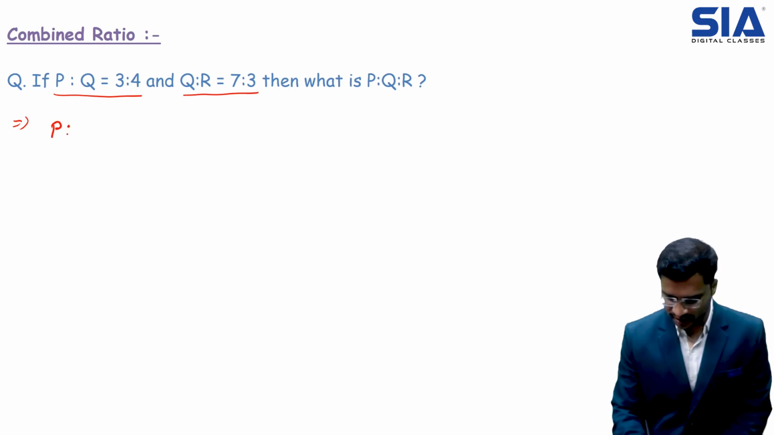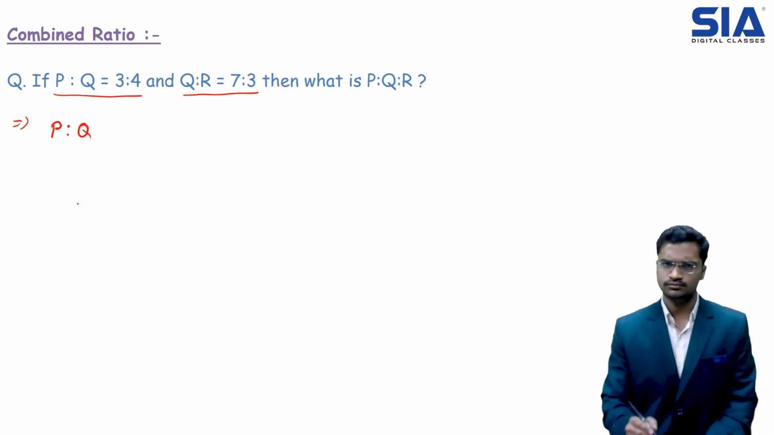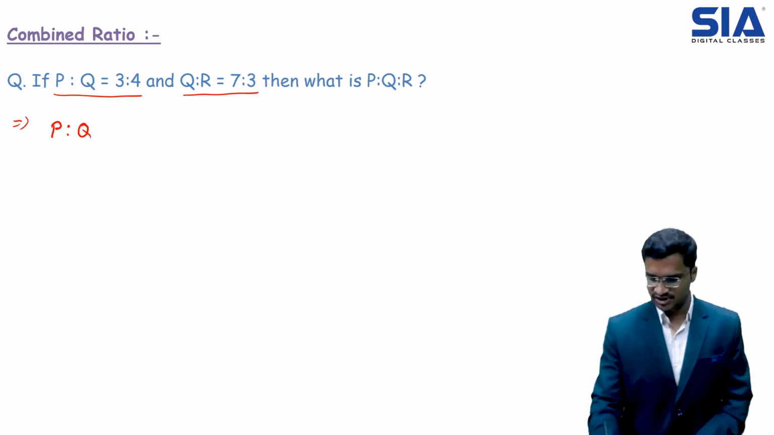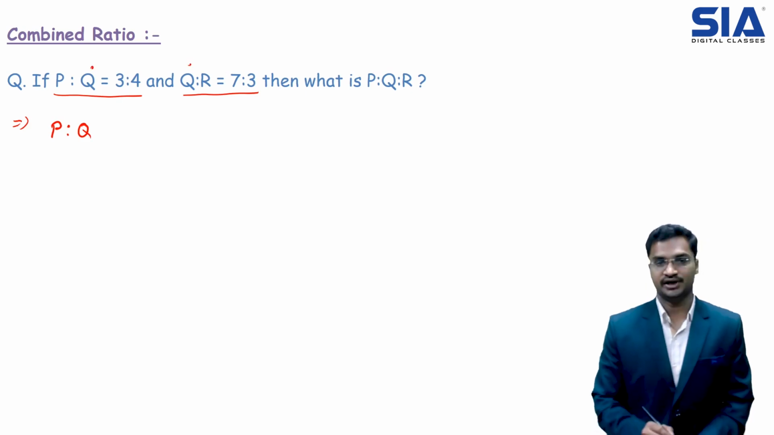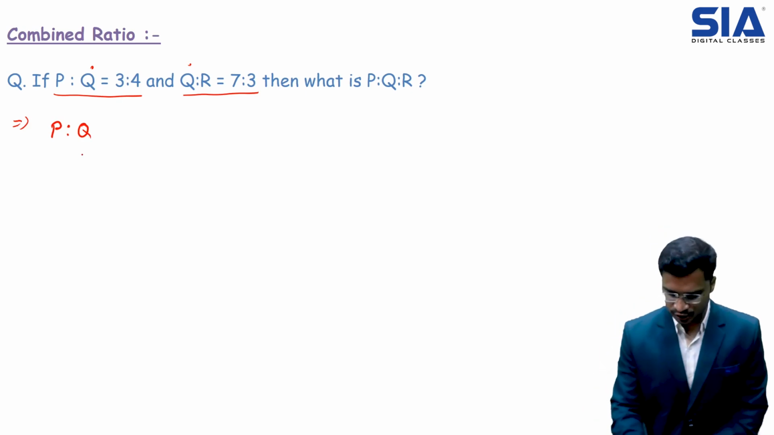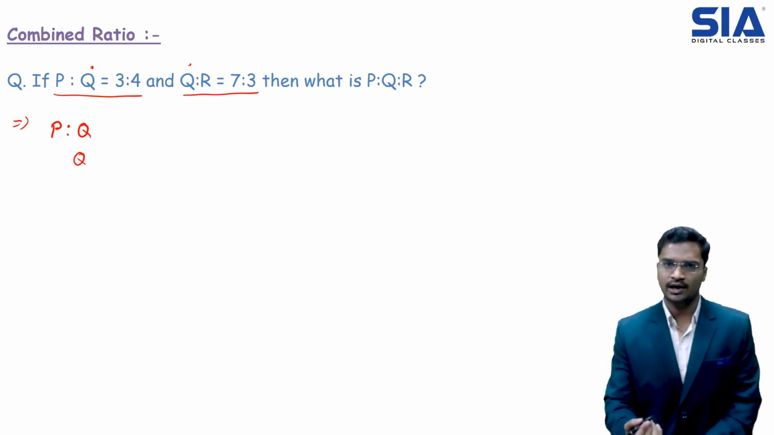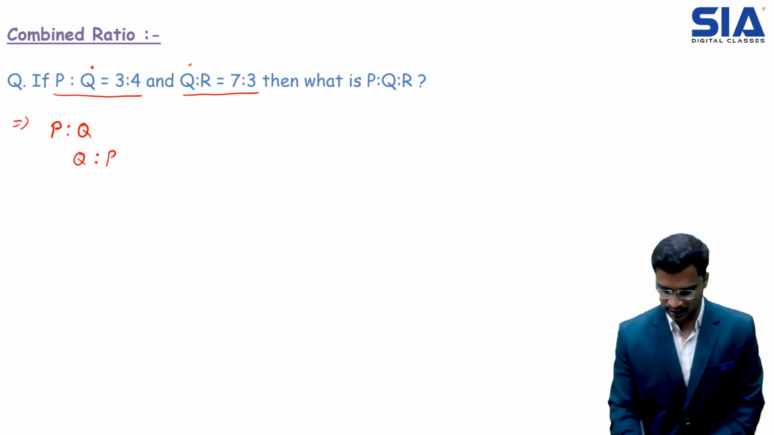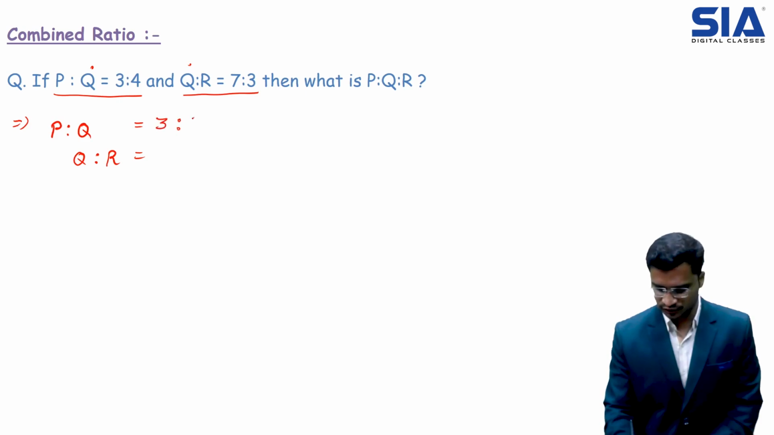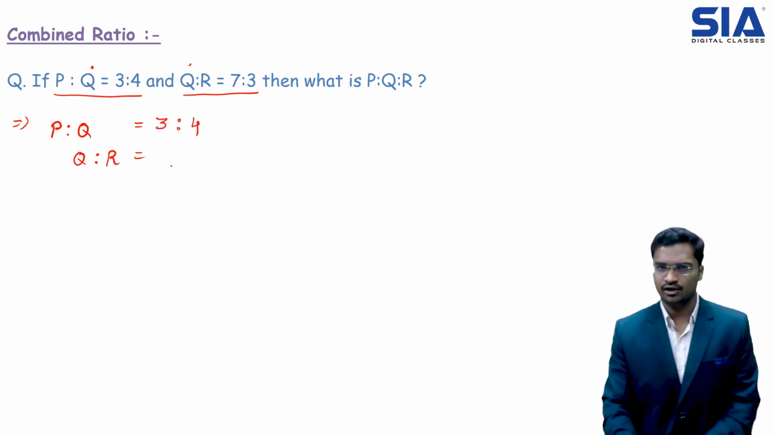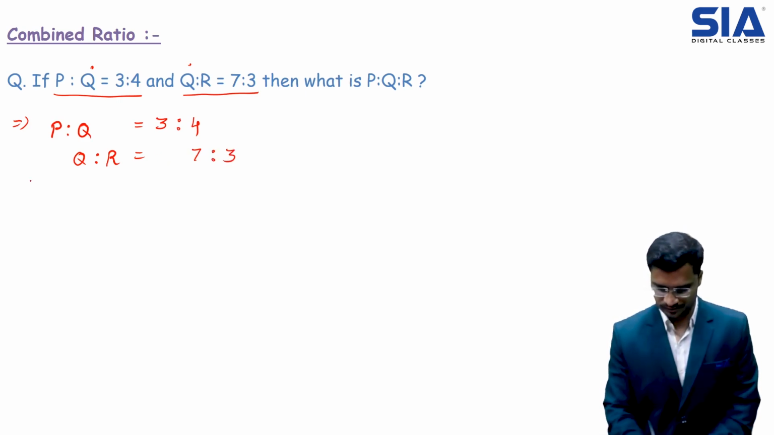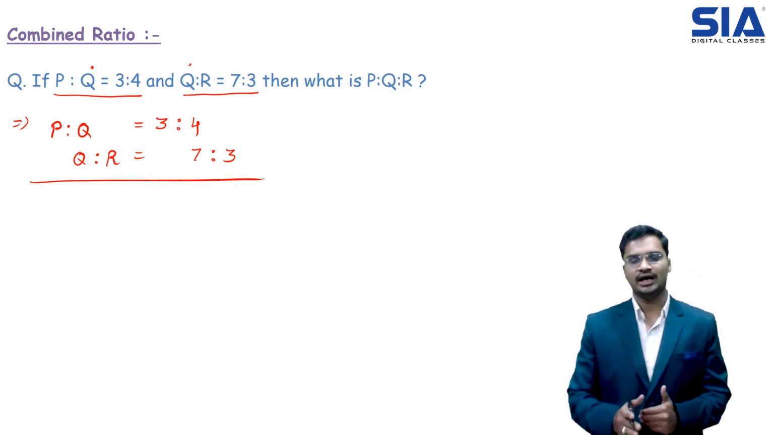First of all, I have to write P:Q. Then I have to write whichever common letter I am getting. In both of these ratios, the letter Q is common. So below P:Q, I write Q:R. P:Q is 3:4. Here I have given one gap. Here also I give one gap, and Q:R is 7:3.